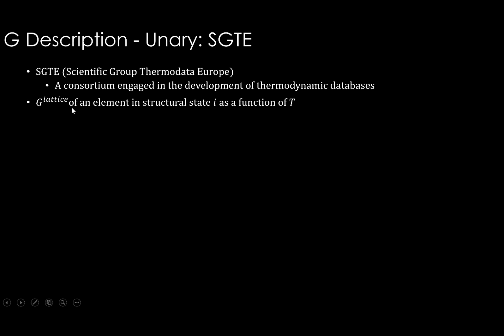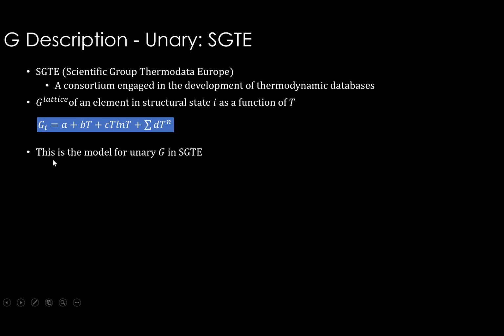So G of lattice in these different structural states for an element as a function of temperature is given by SGTE, and it usually comes in this format: G of an element I in a particular structural state is equal to A plus BT plus CT ln T plus summation of D T to the power n. The summation is over n. In the next slide we will see in more detail what this equation is. We will have numbers for this A, B, C and all. So this is the model for unary Gibbs energy in SGTE, and these A, B, C are called model parameters.